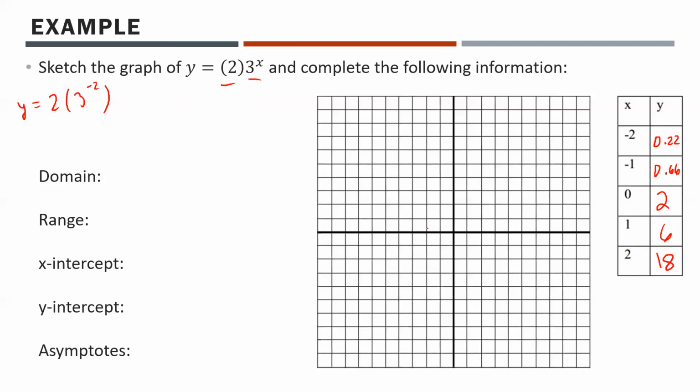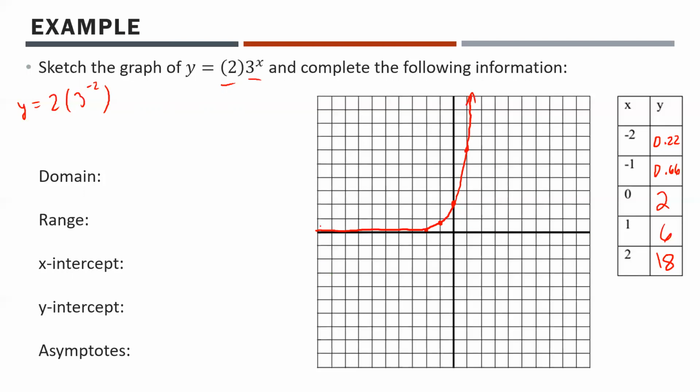X is -2, we got y is 0.22. We have when x is -1, y is 0.66. When x is 0, y is 2. When x is 1, y is 6. And then when x is 2, y is 18. It's off the chart. So in other words, we can graph this now. There we go. And up we go from there. And we're going to lift off from there.